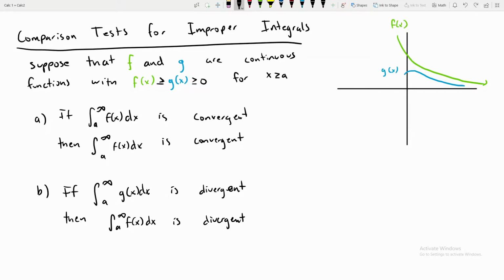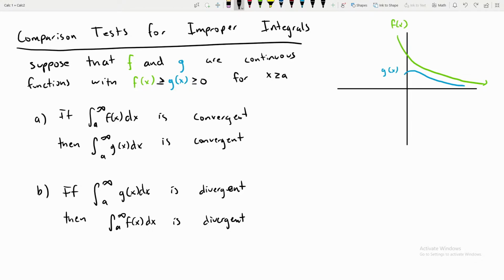And so for that, we have these two properties about comparing f and g, and especially their integrals. So the first property is that if the integral of f of x dx is convergent, meaning this larger one up here, then definitely the smaller integral is also convergent. We can think of it like this: the larger integral, the one that's higher up, if that's convergent, then all of the smaller ones making it up must also be convergent.